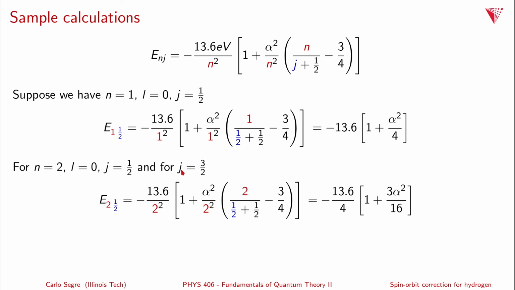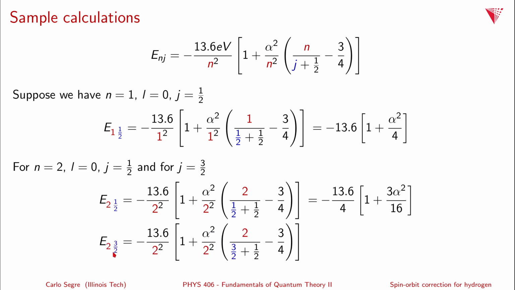What about the J equals 3/2? So for the J equals 3/2, we have 2 and 3/2. We have the same prefactor out here. We have 1 times alpha squared over 2 squared. Then we have the quantity 2 over 3/2 plus 1/2, which is equal to 2 minus 3/4. And so this gives us minus 13.6 over 4 times 1 plus alpha squared over 16. So this correction is 3 times smaller than the correction for J equals 1/2. So the J equals 3/2 gets a smaller correction than the J equals 1/2.